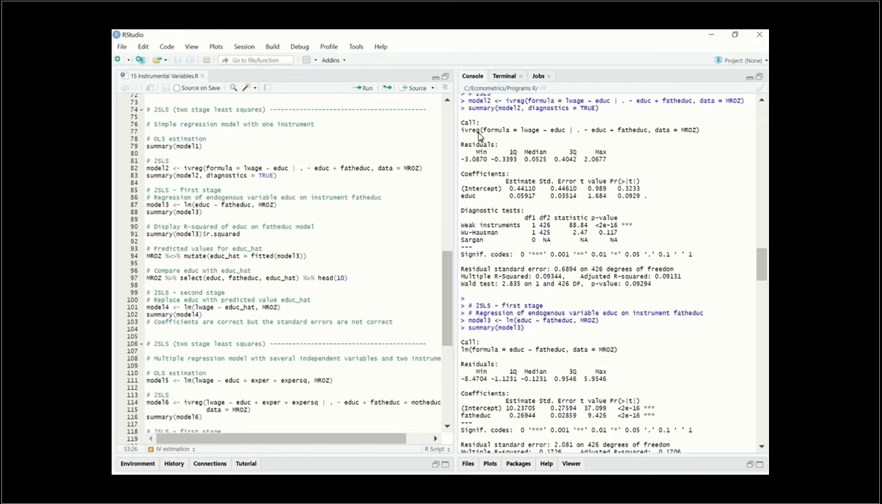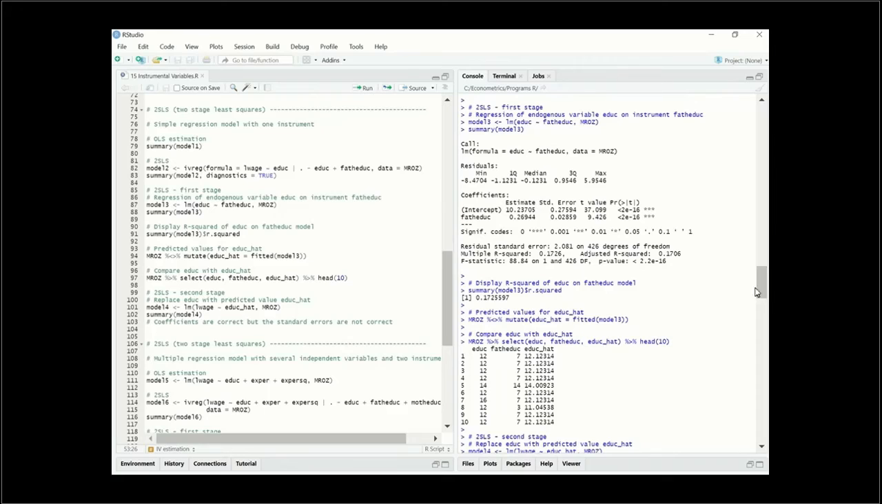Now, we can do it the slow way, which is we can estimate the first stage of the two-stage least squares. And for this, we need to regress the endogenous variable education on the instrument of father's education. And this is going to be the equation that we're going to be estimating. Education regressed on father's education. And these are the results that we're going to be getting for the first stage of the two-stage least squares. Education is regressed on father's education. And here we would have the coefficient on father's education, 0.26. And we can also note that the R square from this regression is 0.17. So this is the first stage. So here we can also display the R square from this model.